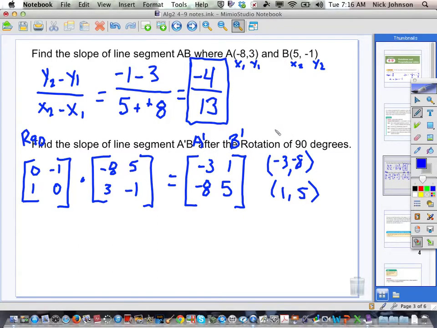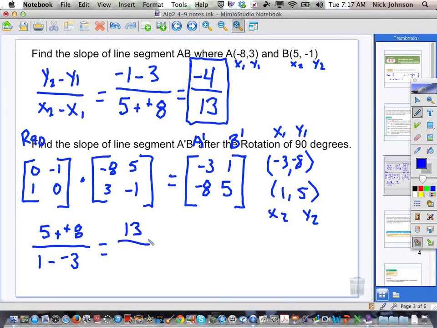So x1, y1, x2, y2. y2 is 5, minus y1, which is negative 8. x2 is 1, minus x1, which is negative 3. 5 minus a negative 8 is plus, gives me 13. 1 minus a negative 3 gives me 4.